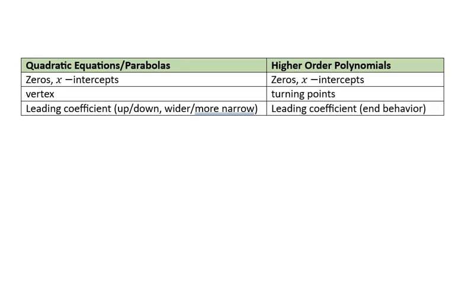When we talked about quadratic equations and the leading coefficient, that helped us to determine whether the parabola opened up or down and whether it was wider or more narrow than our parent function. And we're still going to be talking about that leading coefficient with higher order polynomials and seeing what happens to the end behavior of our graphs. In other words, what happens when we go out toward positive infinity or negative infinity.